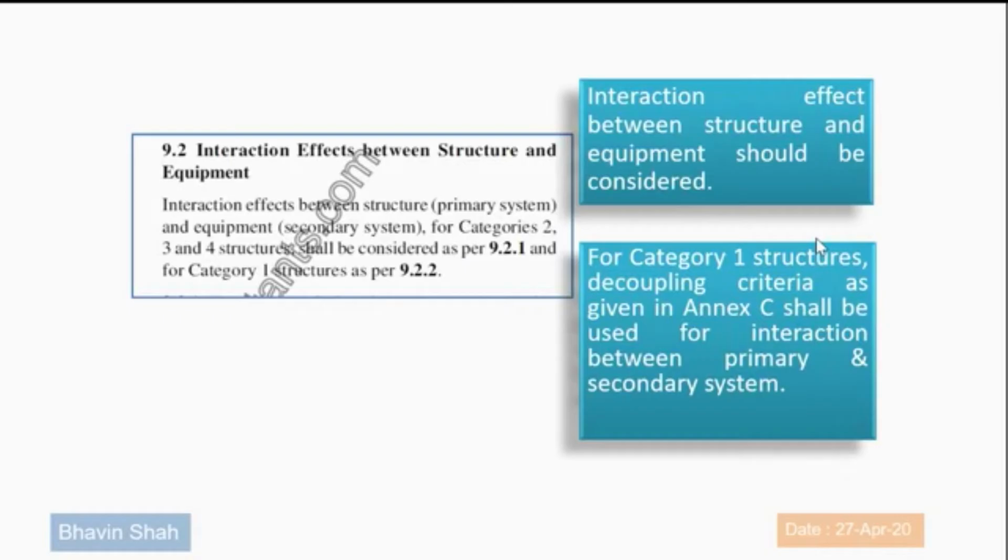Clause number 9.2 of the code requires the interaction effects between the structure and equipment. So, during the extreme seismic event, the coupling criteria are defined for the different categories of structures in Annexure B, which should be considered for the analysis and design.